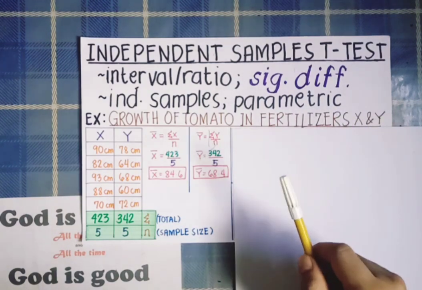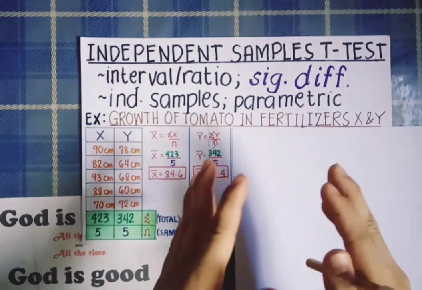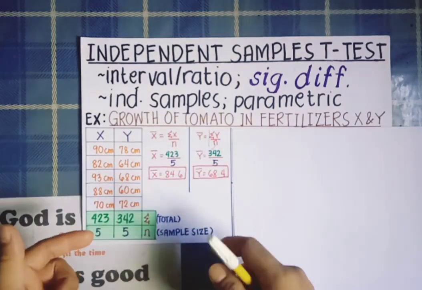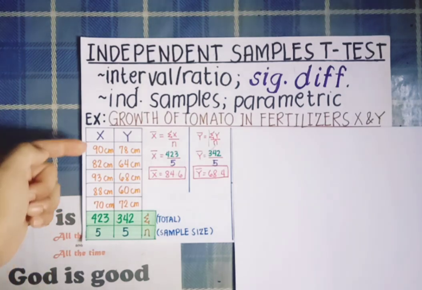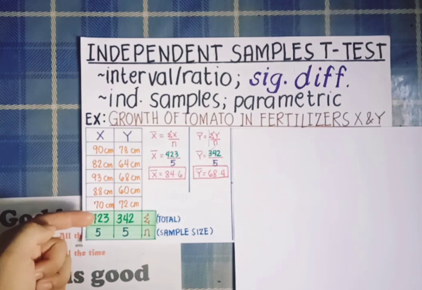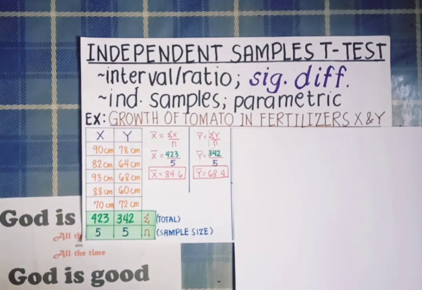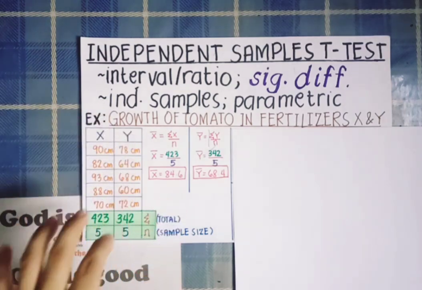Okay, and so, for us to be able to know which of the two fertilizers is more effective than the other, we set up here two different groups of tomato plants. The first group only experienced the fertilizer X, and the second group only experienced the fertilizer Y. Now, in each group, we have actually 5 tomato plants, so a total of 10 samples.